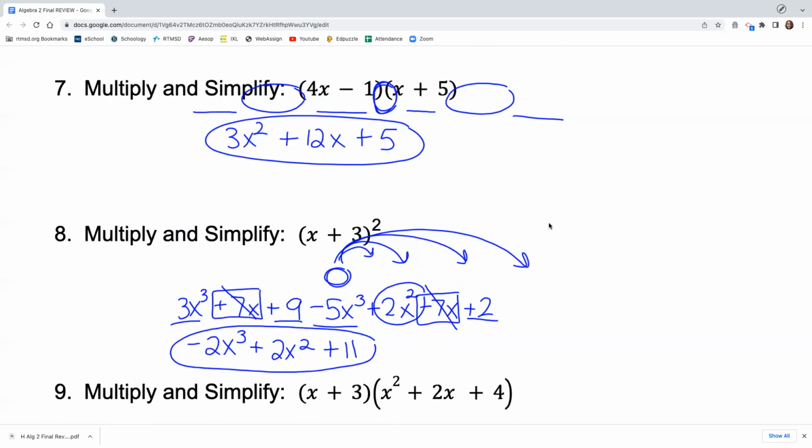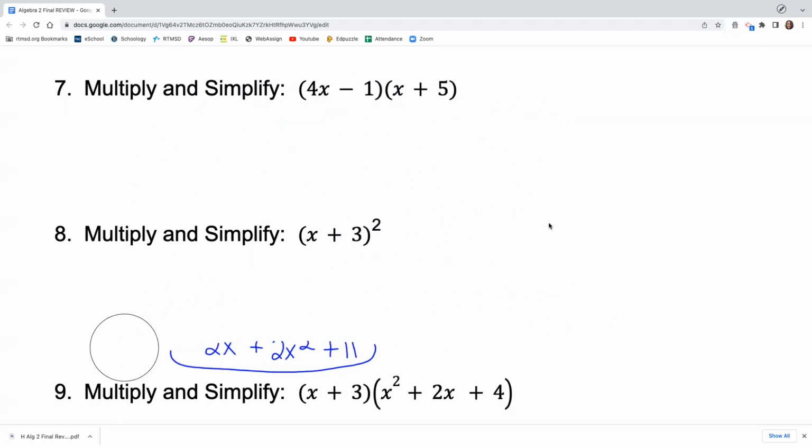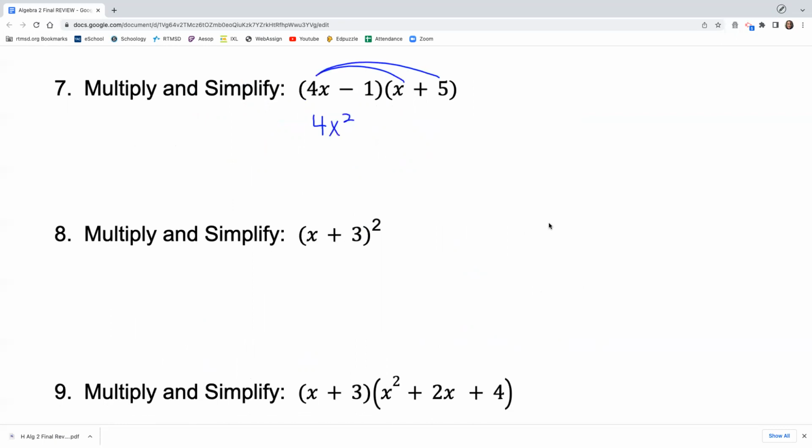On to the next page. Multiply and simplify are the directions. This is 2 terms times 2 terms. We have the acronym FOIL to remember how to multiply 2 terms by 2 terms. 4x times x is 4x squared. 4x times 5 is 20x. -1 times x is -1x. -1 times 5 is a -5.